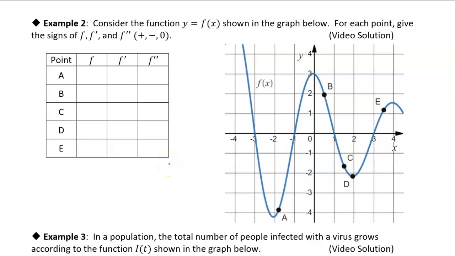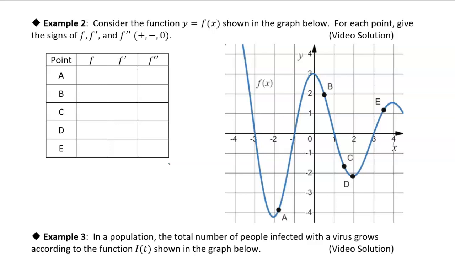In this example, we're given the function y equals f of x as a graph, and we're asked to evaluate the sign of the function, the sign of the derivative, and the sign of the second derivative. So we have the first and the second derivatives here. And all we want to do is evaluate the sign, whether they're positive, negative, or zero.